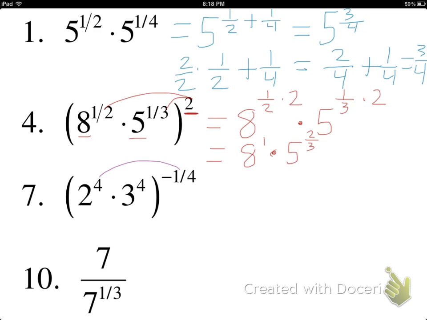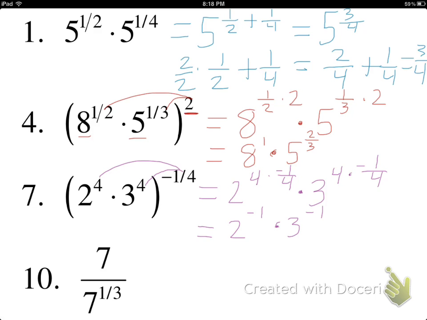The next one, we have the same situation as above. We can multiply the exponent to each of the exponents inside the parentheses, but we can't combine the exponents because we have two different bases, namely 2 and 3. So we get here 2 to the 4th times negative 1 over 4. That's the first one. And we get 3 to the 4th times negative 1 over 4. And that's the second one. And so 4 times negative 1 over 4 works out to be very nice, just negative 1. 2 to the negative 1, I should say.